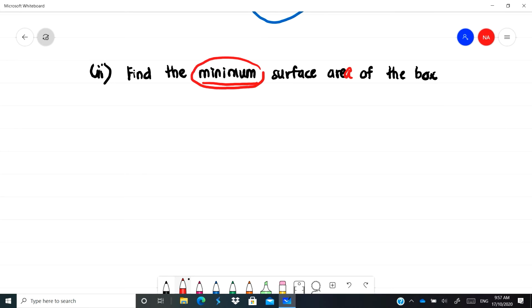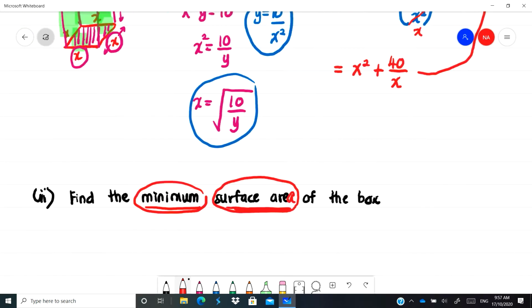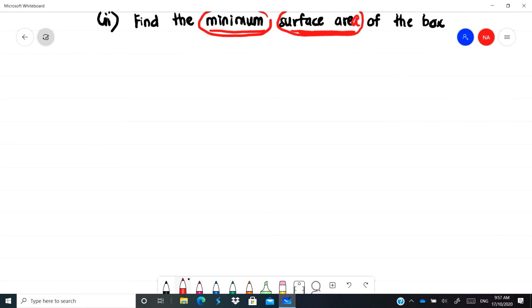So please take note that that's not the volume that we're going to find the minimum value, but we're going to find the minimum surface area. So we'll have to differentiate the surface area. We'll write A equal to x squared plus 40 over x. So I'll just write this as x squared plus 40x to the power of -1. So this is step number 1, where I transform it into the formula.